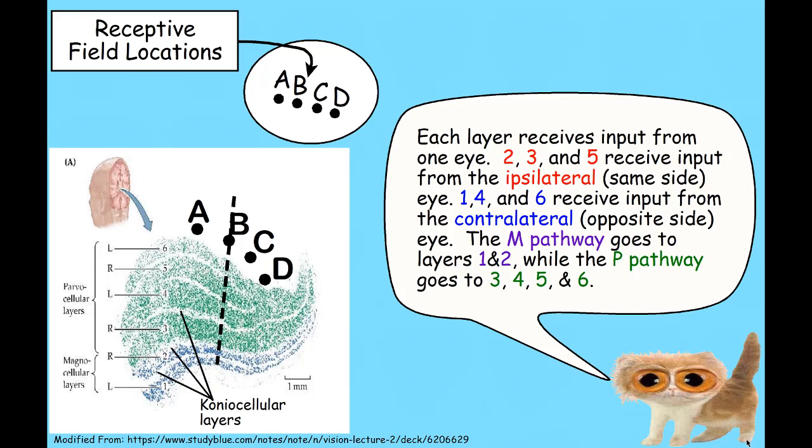So the M pathway goes to layers 1 and 2, the magnocellular pathway, the motion and gross feature pathway. The P pathway gets 3, 4, 5, and 6. And that is a color, fine detail kind of pathway.